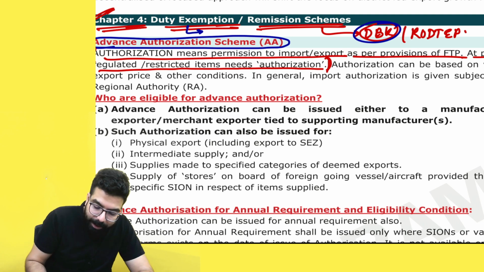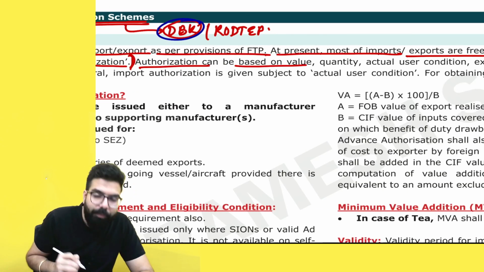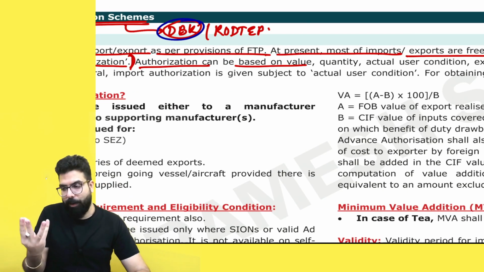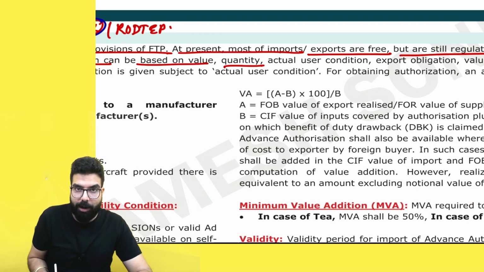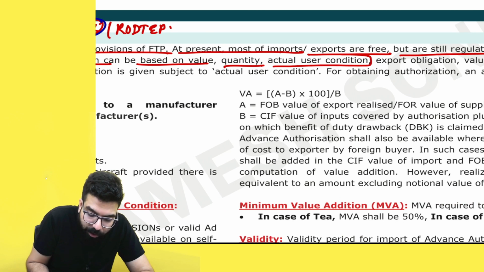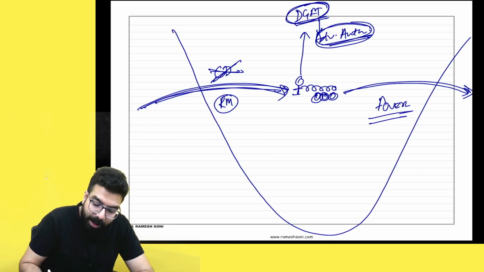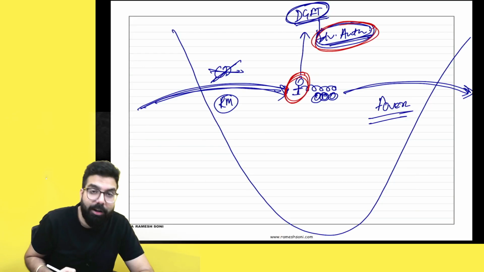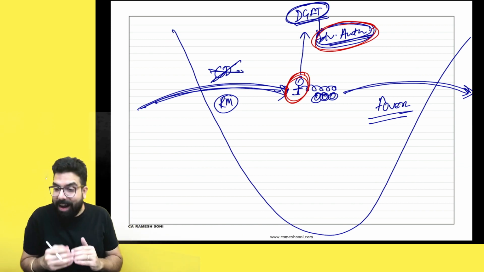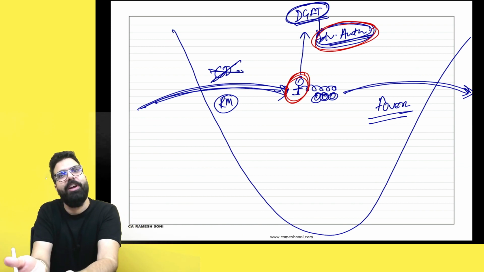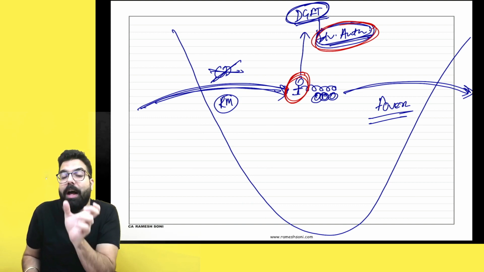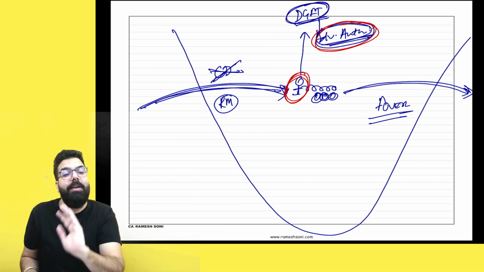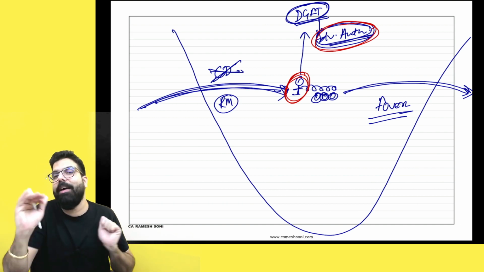And they are going ahead and telling authorization can be based on value. That, sir, this much value of item you can import, or quantity. Sir, this much quantity you can import. Actual user condition. Actual user condition means if I am given an advance authorization, I should only import. I can't give it to my friend and say, hey, you can import the raw material without payment of duty. No. If I have gone ahead and got the authorization, I should only import and I should use the raw material in making the final product. I can't transfer it to anyone.